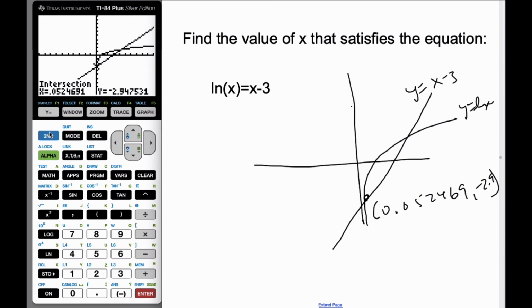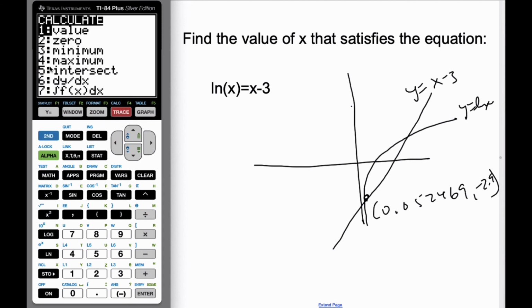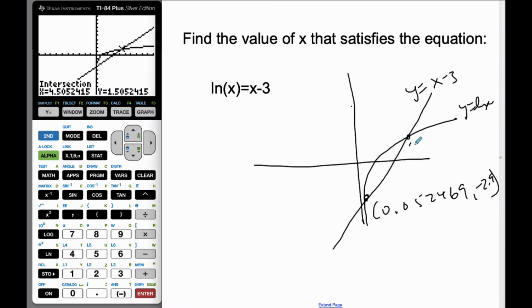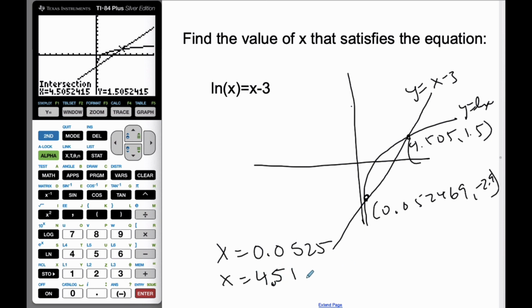And to do the second one, I go second, calculate again. I'm going to intersect. Again, I'm going to do the first curve, second curve, and now the guess is more important. I want it to be this one here, which looks to be about 4. And so indeed, this point here is 4.505, comma 1.5. And so my solution is x is equal to 0.0525 to 3 significant figures, and x is equal to 4.51 to 3 significant figures.